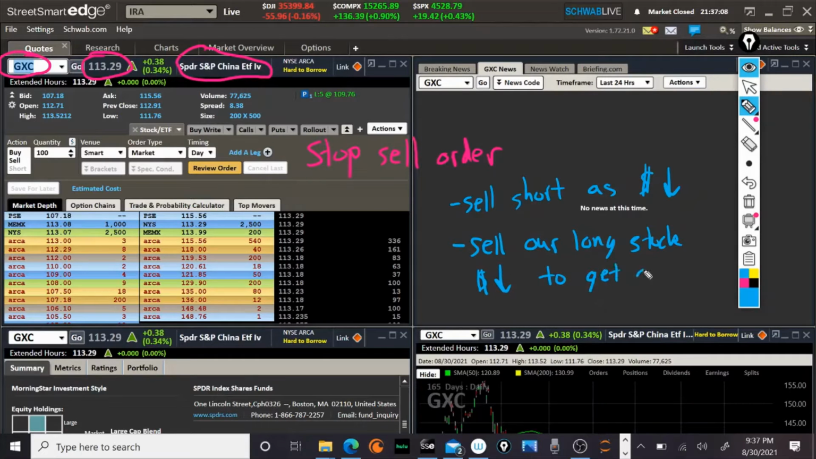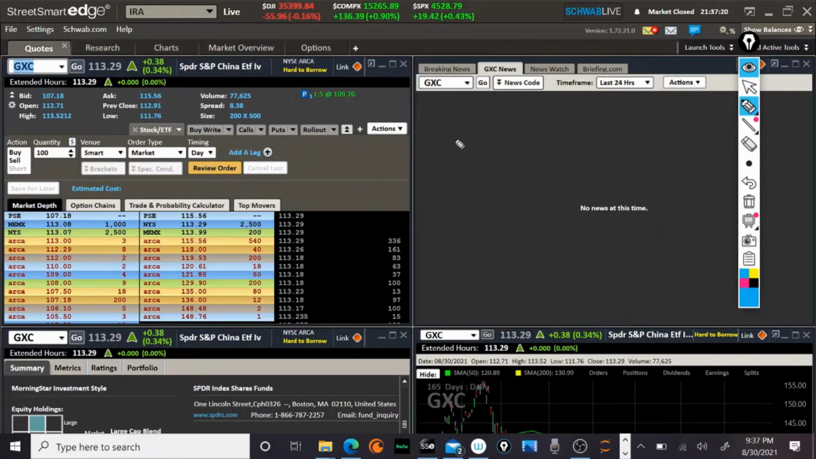So let's say GXC was dropping and I didn't want it anymore, wanted to limit my losses. That's when I might use this. And remember, just a regular stop order, it triggers a market order at the stop price to execute at the next available price.